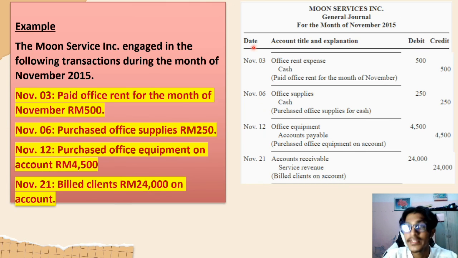The first is date, account title and explanation, debit and credit. In order to record this transaction, the owner has to identify which account has to be debited, which account has to be credited, and which accounts are involved. This is the basic knowledge the owner needs in order to record in the general journal.